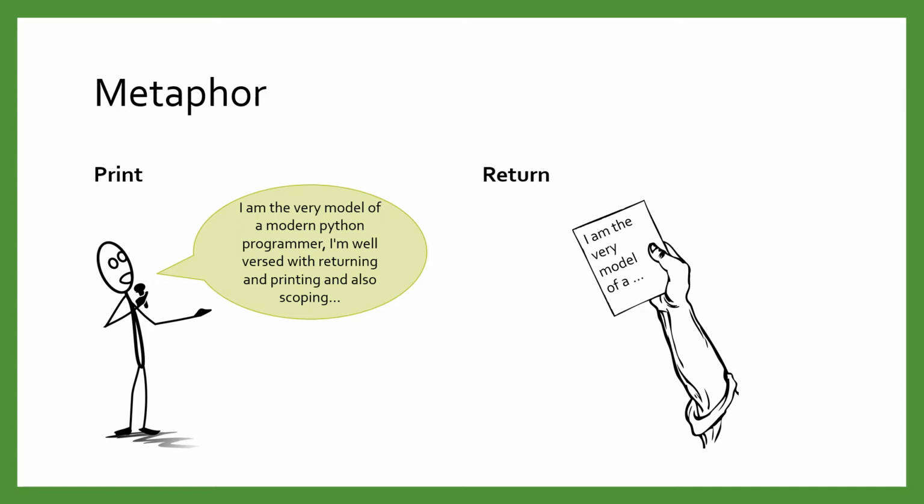Say I ask you to recite a poem out loud. Once you are done, the poetry is no longer available to me. I heard it and then it was gone. This is like printing. Now, say I asked you to write that poem down and hand it to me. The poem on paper is a concrete thing that I could hand off to someone else, make edits to, or even destroy. This is like returning a value.